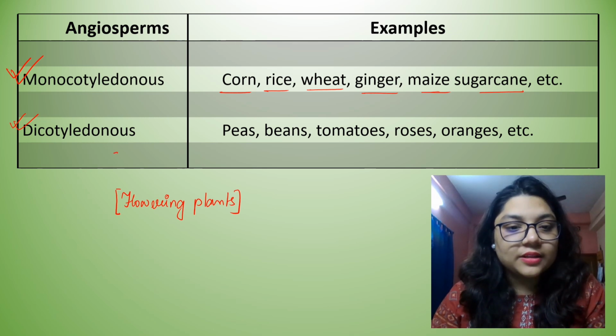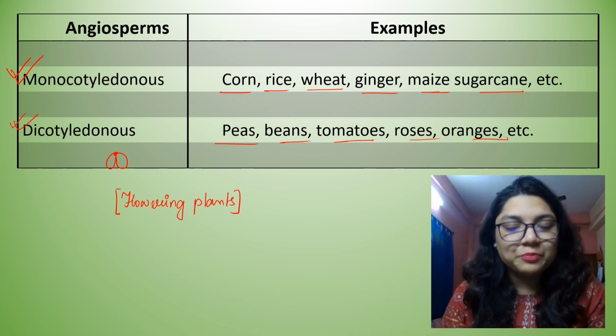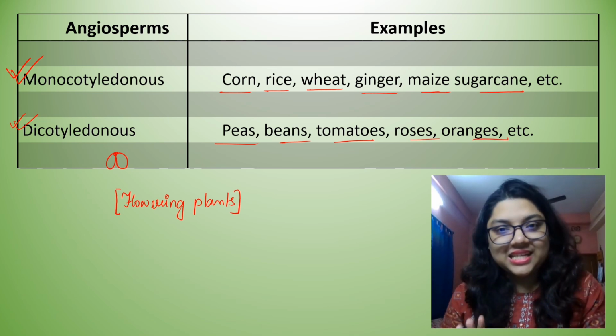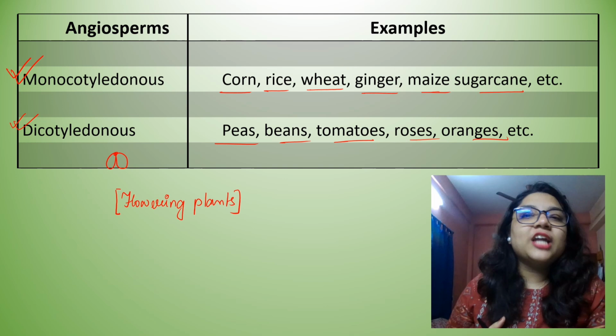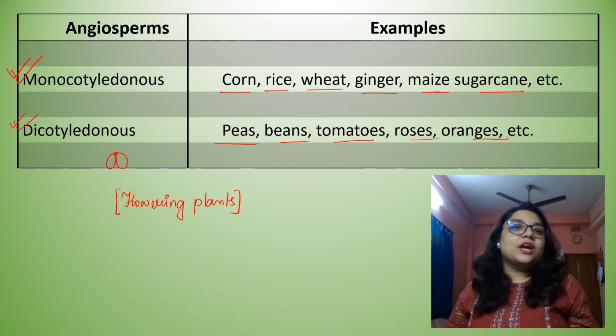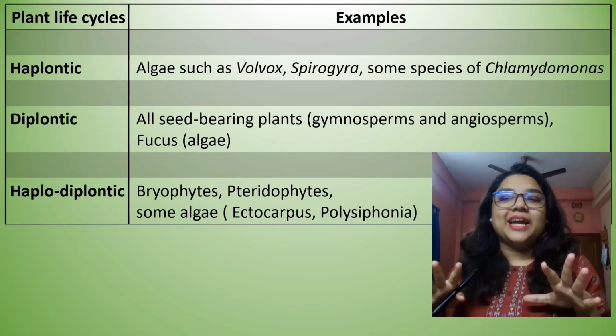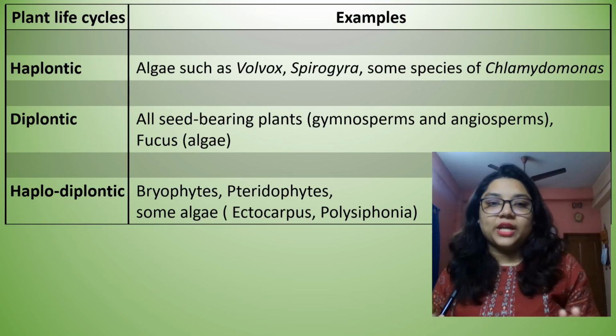And dicot, that is there will be 2 cotyledons present. So these are your peas, beans, tomatoes, roses, oranges. I haven't put in images here because these are very simple images to put in. Monocot, dicot याद करने का कुछ नहीं है. Class 5, 6 से हम सबको पता है who are the monocots and who are the dicots. And then plant life cycles में just basic हम लोग को याद होना चाहिए.